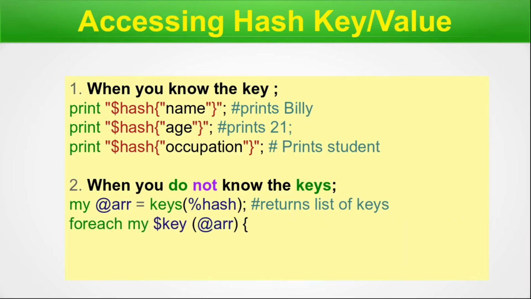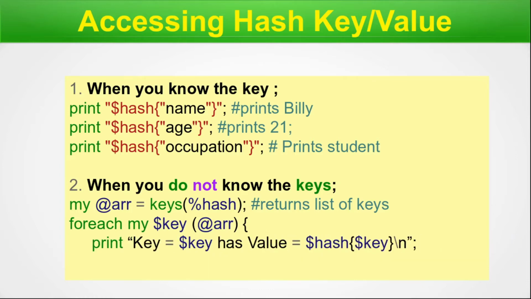Now you write foreach my $key, and in the foreach counter we have @array. So one by one this array will be exhausted. That means every key will come to us, and we print $key has a value equal to $hash, then within the curly bracket $key. Okay, so it will give the value, and we close the foreach. This will iterate and print the key value pairs one by one. So this is the case when you don't know the keys. We are done with the slide. Let's move on to the next.